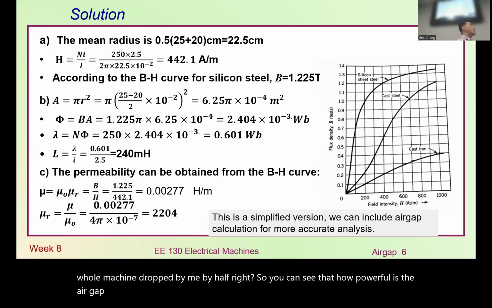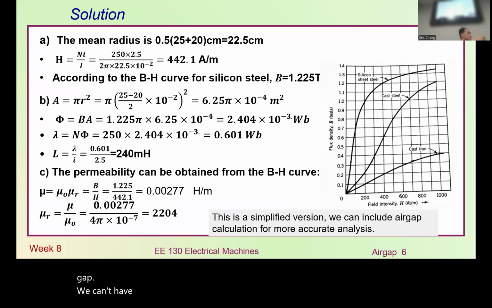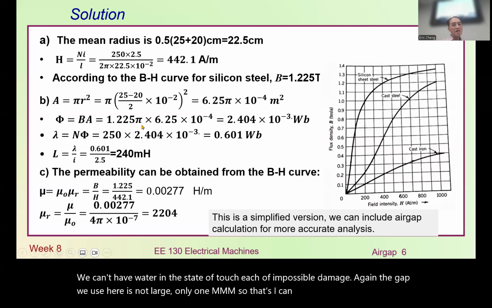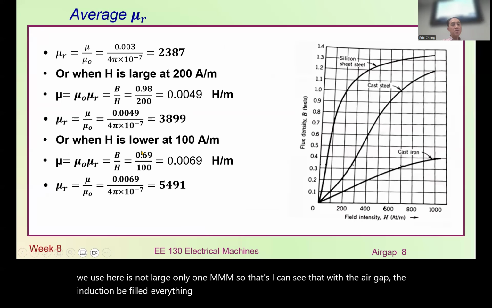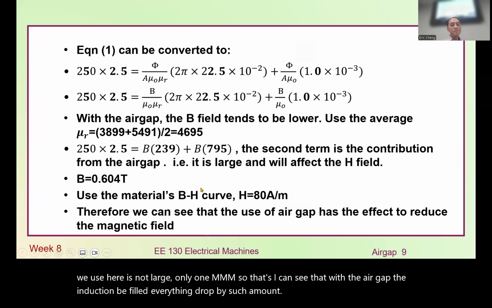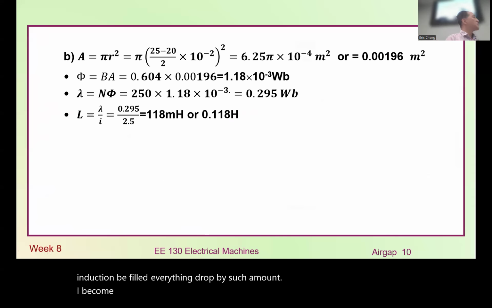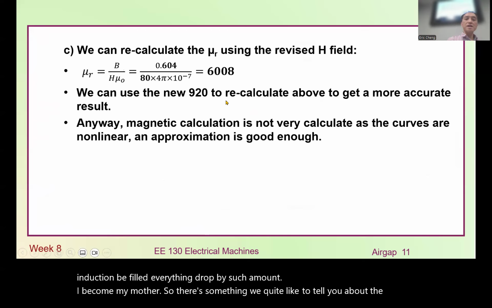As for the use of the air gap, all the machines we have an air gap. We can't have the rotor and stator touch each other, that's impossible. There must be a gap. The gap we use here is not large, only 1 mm. So you can see that with the air gap, the inductance and the B field, everything dropped by such an amount, becoming 118. That's the effect of the air gap that we wanted to tell you about.